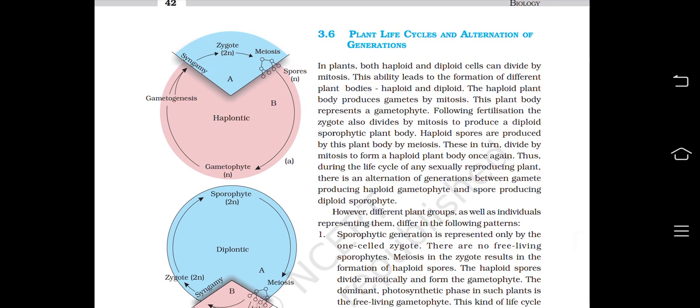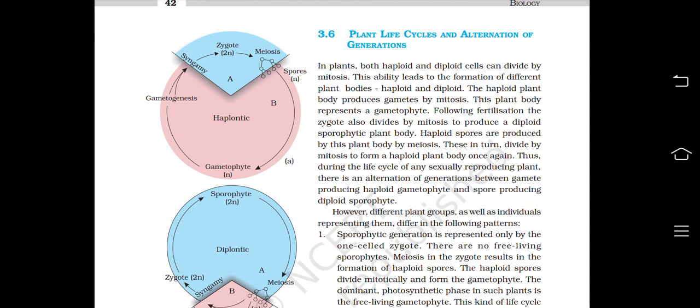Now 3.6, which is plant life cycles and alternation of generation. In plants, both haploid and diploid cells can divide by mitosis. This ability leads to the formation of different plant bodies, haploid and diploid. The haploid plant body produces gametes by mitosis. This plant body represents a gametophyte. Following fertilization, the zygote also divides by mitosis to produce a diploid sporophytic plant body.